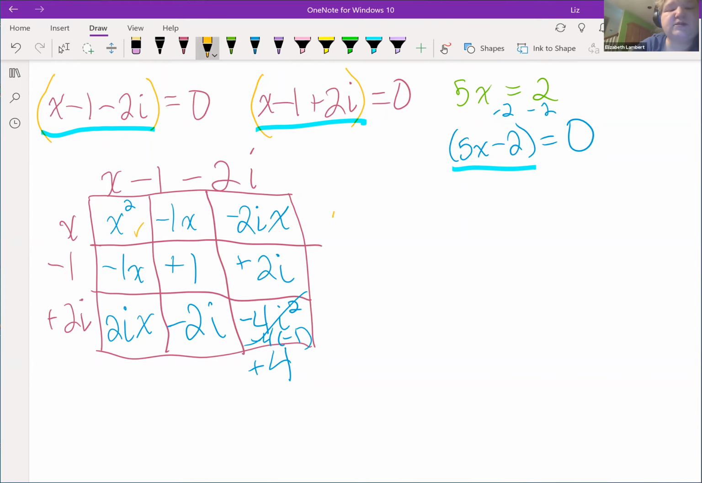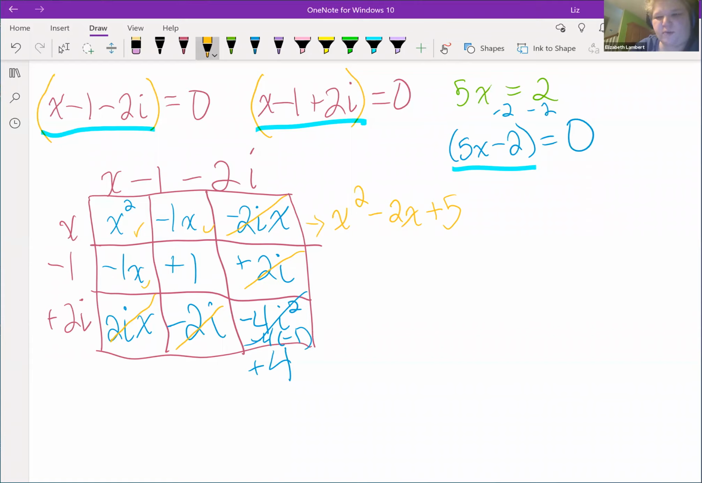I'm going to write this off to this side here. I have minus 1x, the 2ix, and the minus 2ix, but those cancel. So just minus 1x is minus 2x's. All right, used those. Then I have the minus 2i, the plus 2i, those cancel. So I have 1 plus 4 is 5. So those two ugly complex things, when I multiply them together, I get x squared minus 2x plus 5.